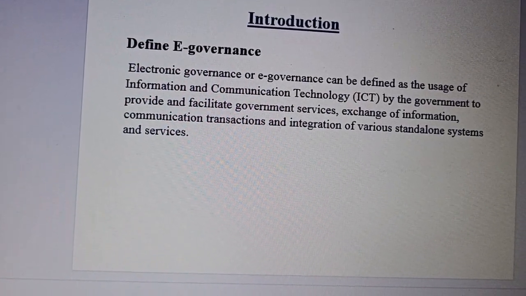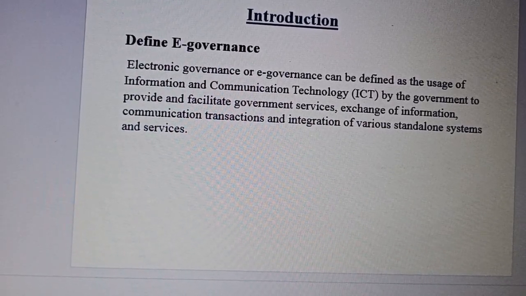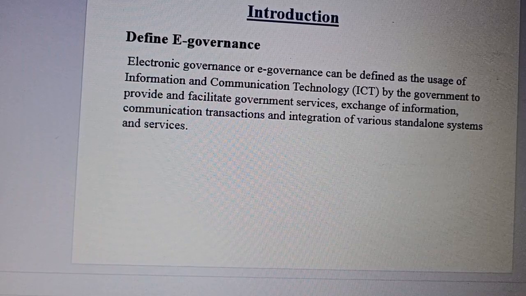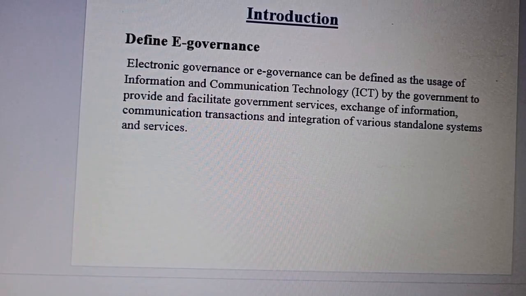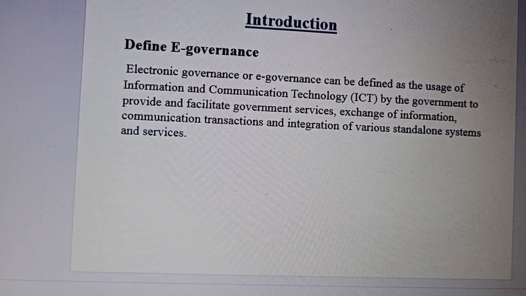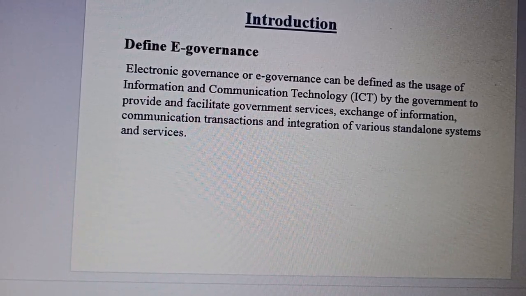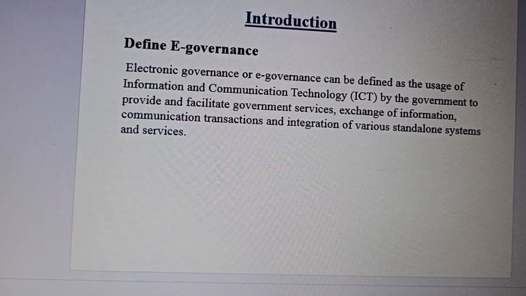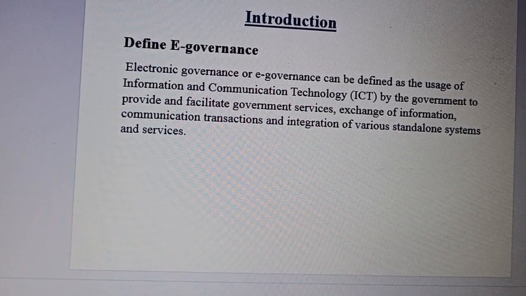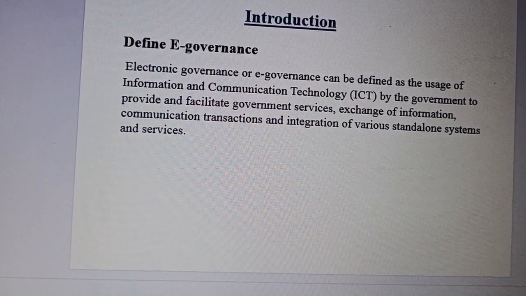E-governance means electronic governance, which can be defined as the usage of information and communication technology, that is ICT, by the government to provide and facilitate government services. It means the government provides all work online in the form of e-governance application, that is an online form, for the exchange of information, communication, transactions, and integration of various standalone systems and services.